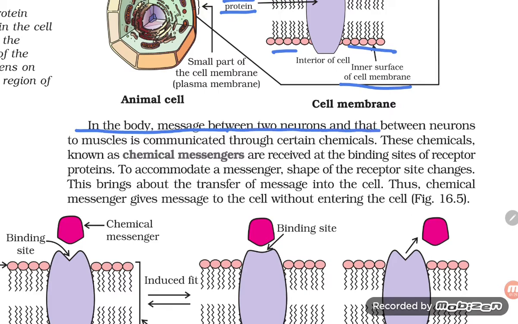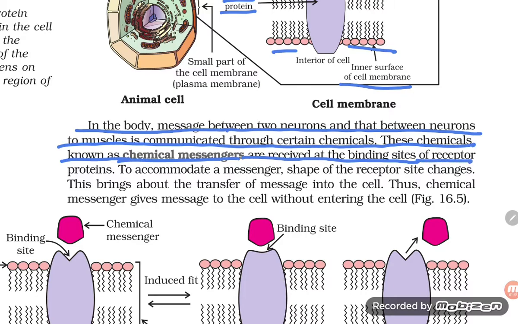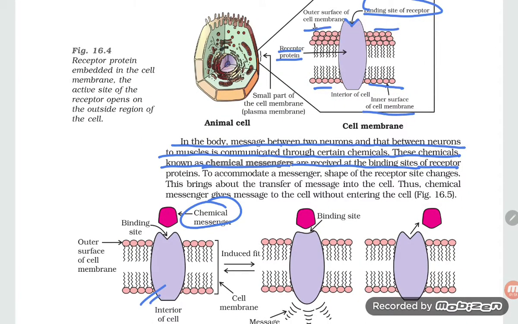In the body, messages between two neurons, and between neurons and muscles, are communicated by certain chemicals. These chemicals are known as chemical messengers. Chemical messengers are received at the binding site of the receptors. So these are the chemical messengers, and these are the receptors. The chemical messengers attach to the binding site of the receptor, which is a protein.